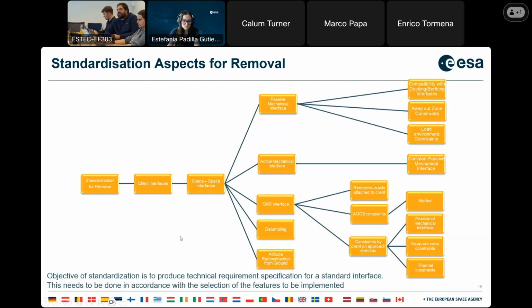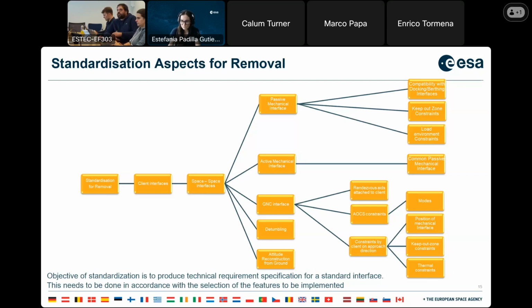Here you can see basically the various functions, the various space-to-space interfaces, with a difference for what regards the mechanical interface. Differences between the passive side and the active side, because these have different aspects that need to be considered. First of all, staying just on the mechanical interface, for the passive one, one of the important aspects that need to be taken into account are all the constraints in terms of loads that are typical and specific for the removal scenario.